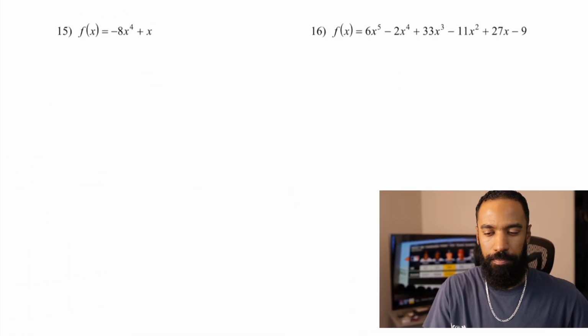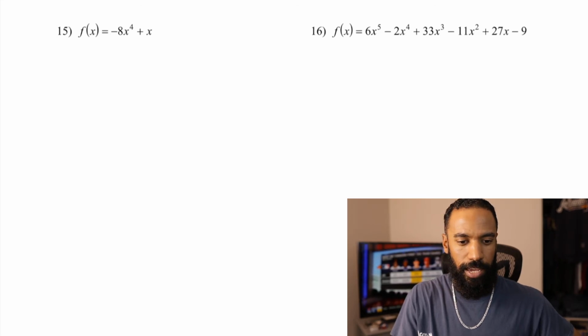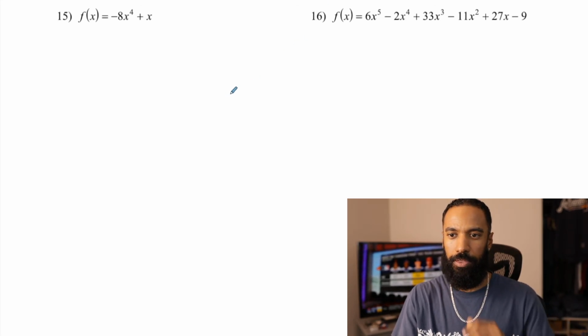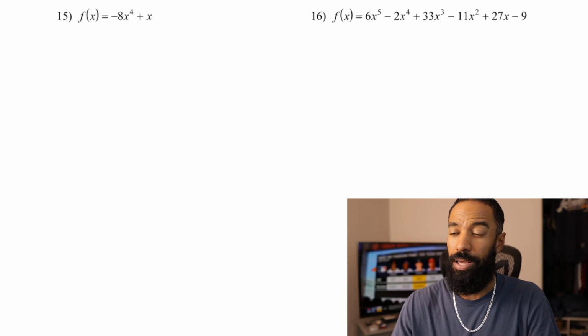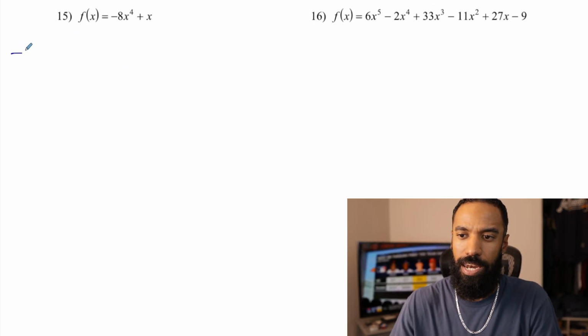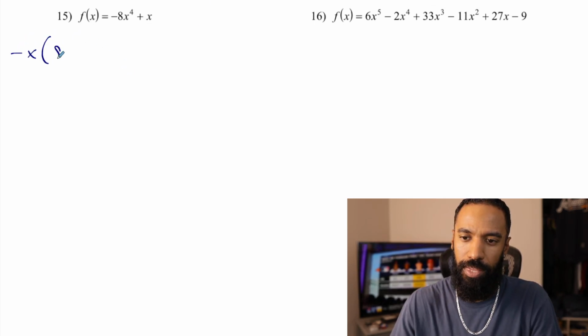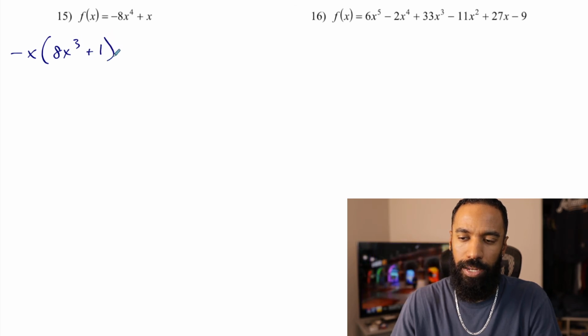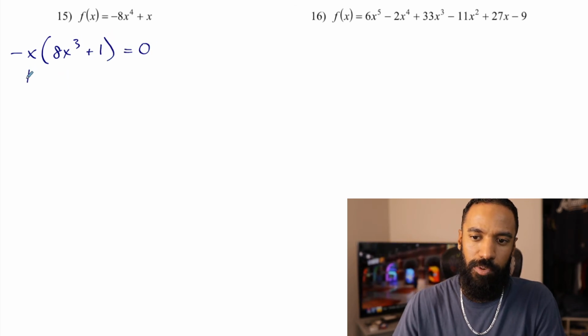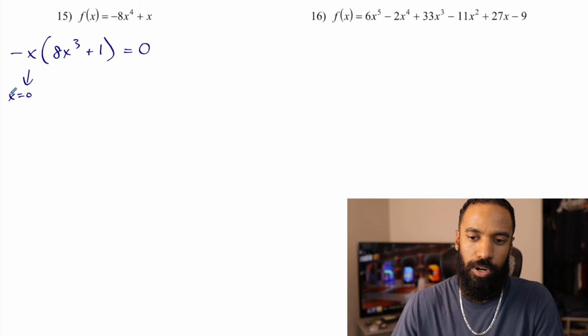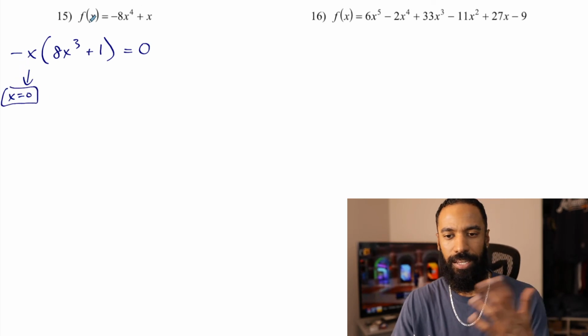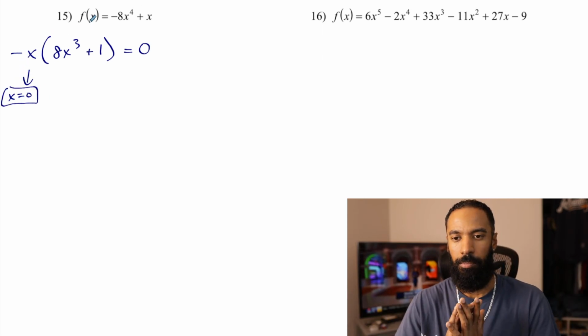Number 15. Already looking at common factor things that we want to play with here. Negative 8x to the fourth plus x. I can factor a negative x out, and I'm left with 8x cubed plus 1. Now this gives me one of my solutions. X equals 0 is one of them right there. Don't worry about the negative. It's just a negative 1. It's not really a part of it.